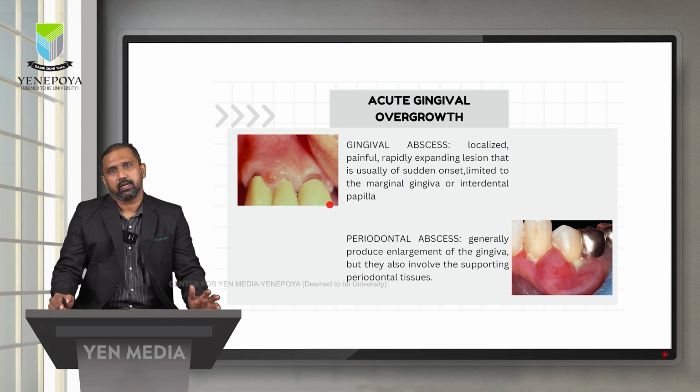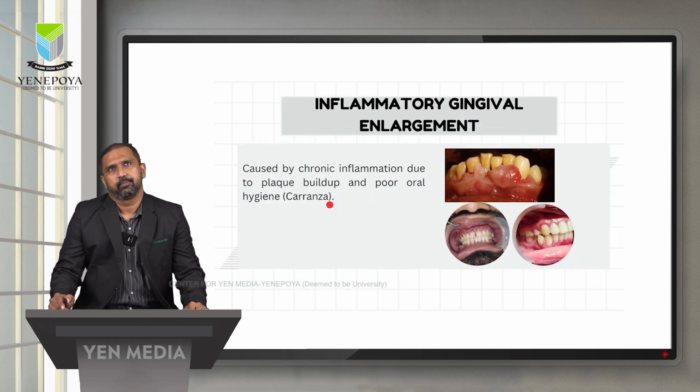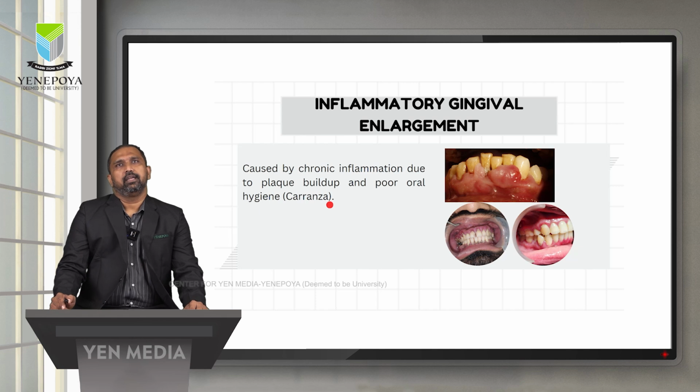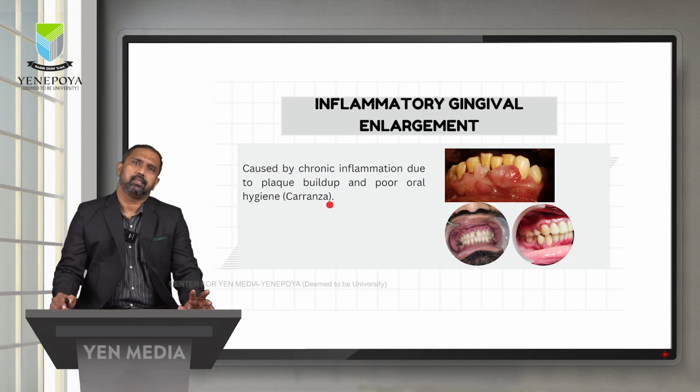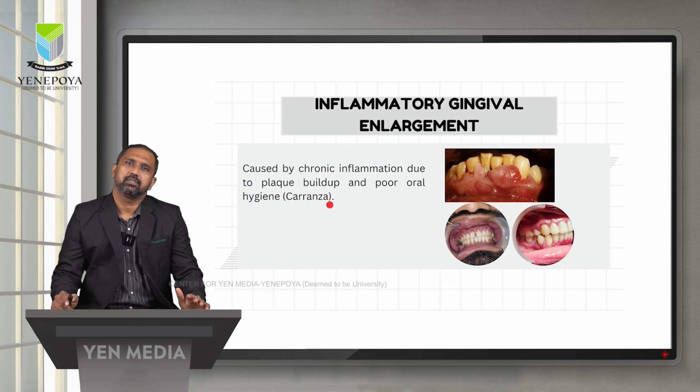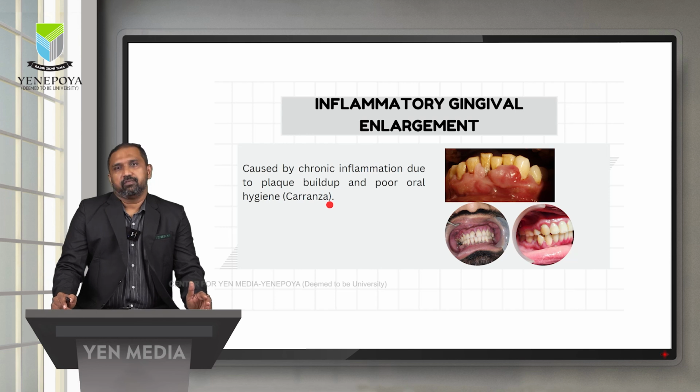These are the two acute conditions, and usually they are painful situations, and the patient comes to your clinic with painful abscesses in the mouth. Most of the time, these two will be localized to one particular area. As I said earlier, now inflammatory gingival enlargement is an enlargement which can happen in the gingival tissues due to infection caused by the microbial plaque.